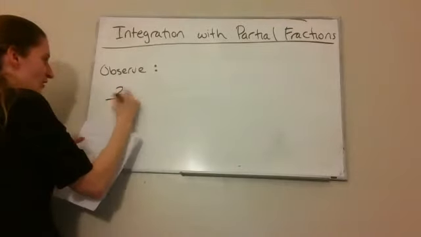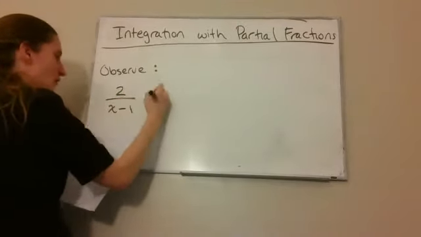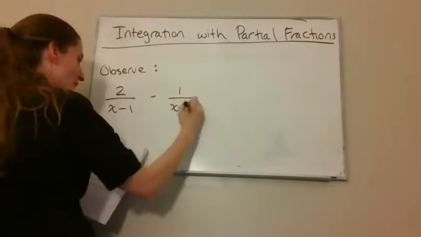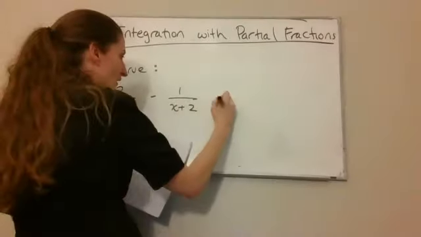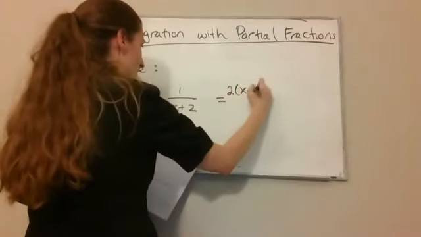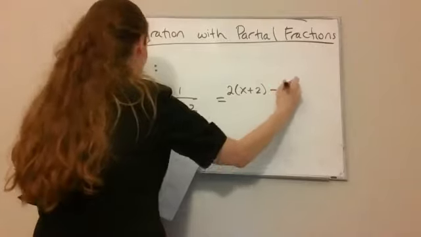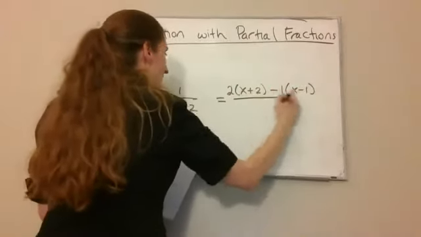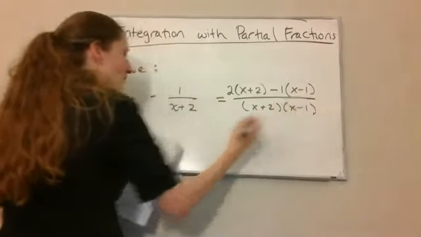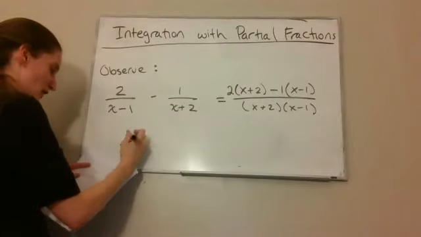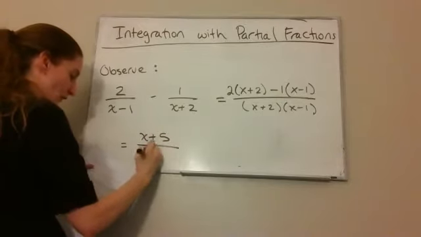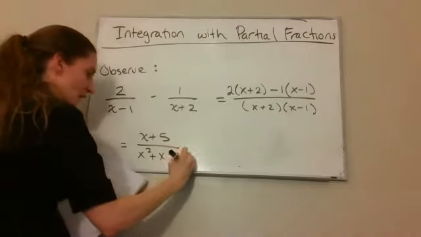If I take two very simple little rational functions, 2 over x minus 1 minus 1 over x plus 2, we could write it together as one rational function by getting a common denominator. We'd have 2 times x plus 2 minus 1 times x minus 1 over x plus 2 times x minus 1, which we could then simplify, distribute on the top, combine like terms. You'll end up with x plus 5 over x squared plus x minus 2.